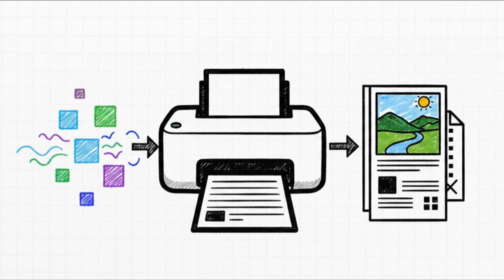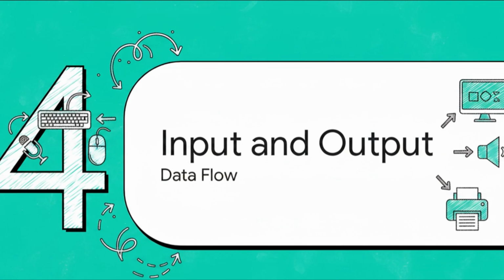Finally, we have the printer, which acts as this incredible bridge between the digital world and the physical world. It takes what the CPU has just processed and renders it into physical output on paper. We're talking text documents and full-color photos, utilizing either inkjet or laser technology to make it happen. Section 4. Input and output.